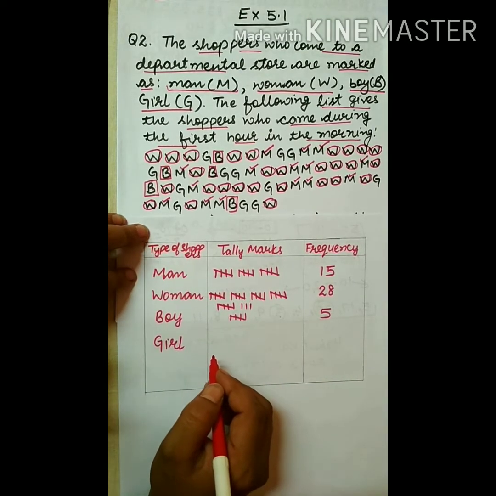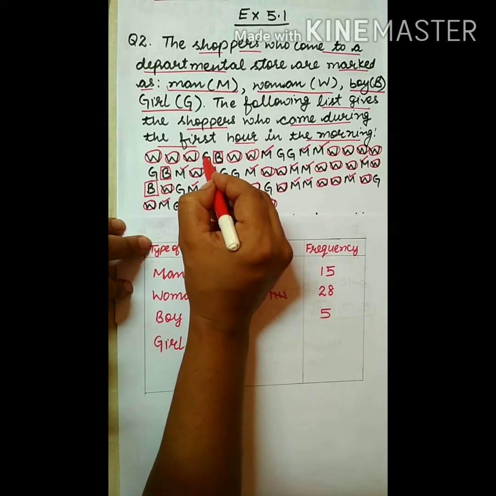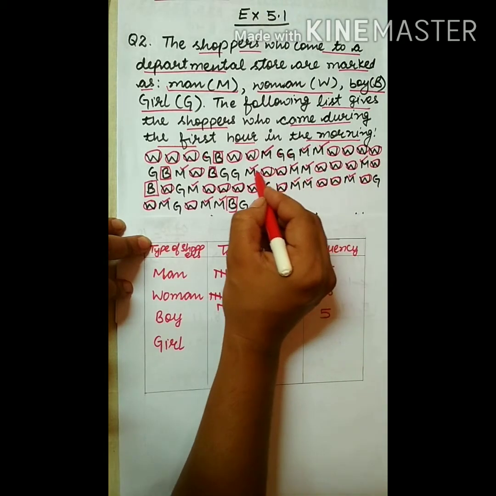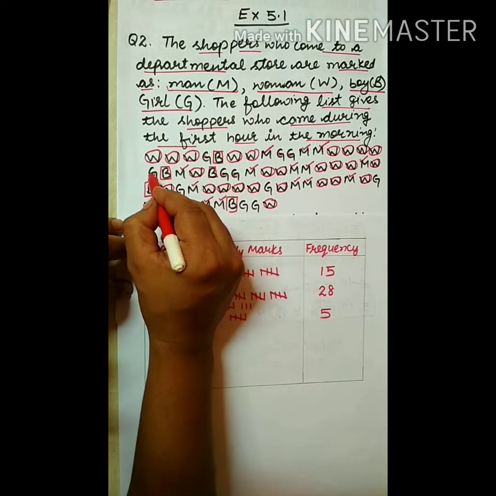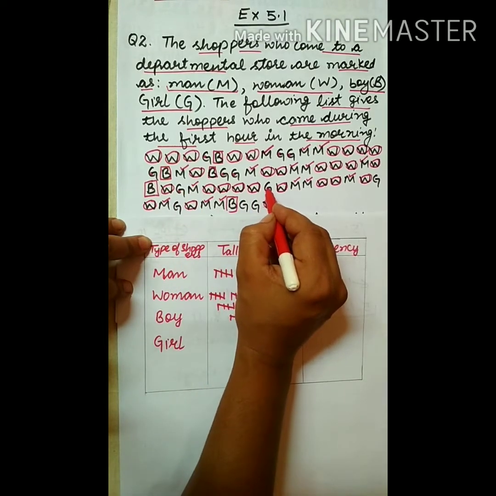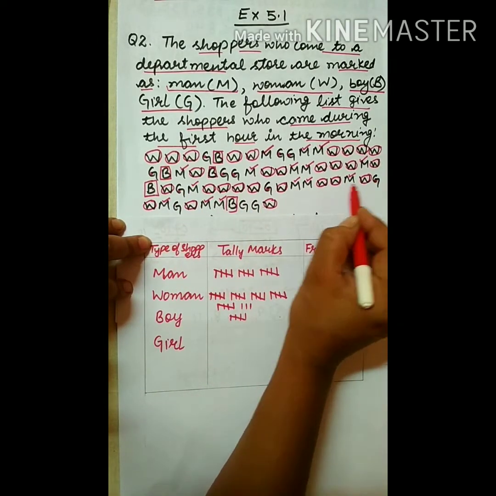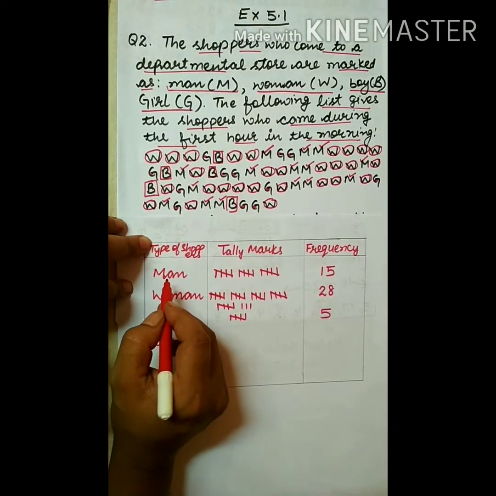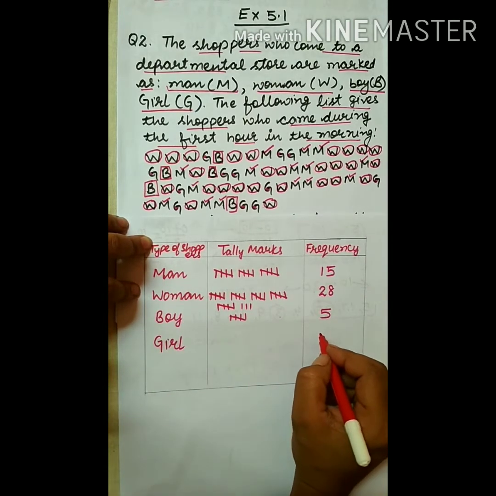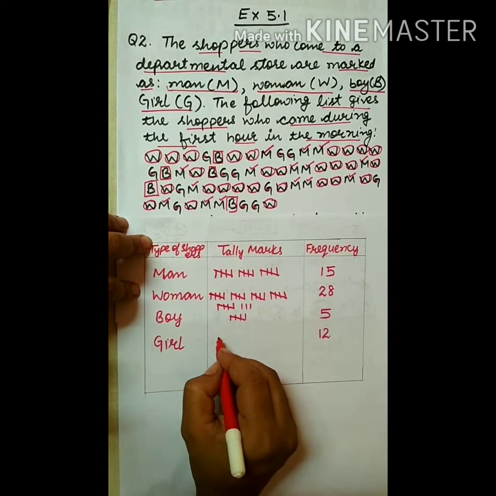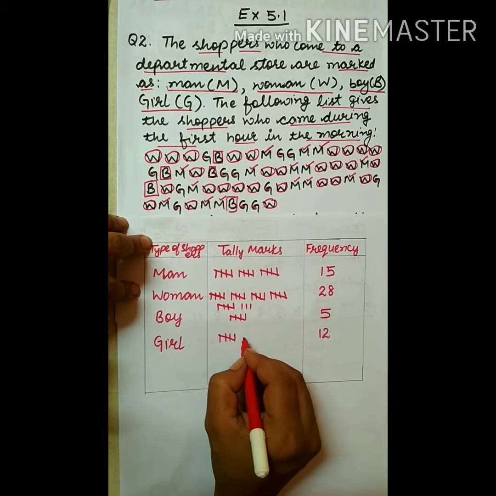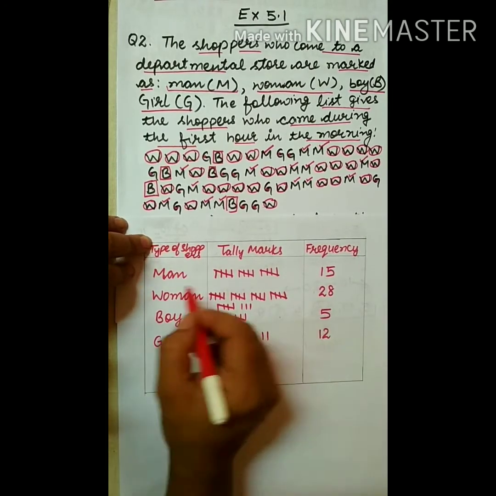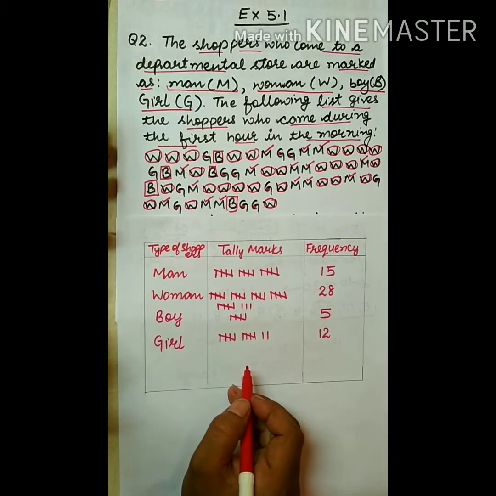Now the remaining are the girls. This is 1, 2, 3, 4, 5, 6, 7, 8, 9, 10, 11, 12. So there are 12 girls who visited the departmental store. So here I will write down the tally marks for this. So this is the frequency distribution table by which we represent the given data.